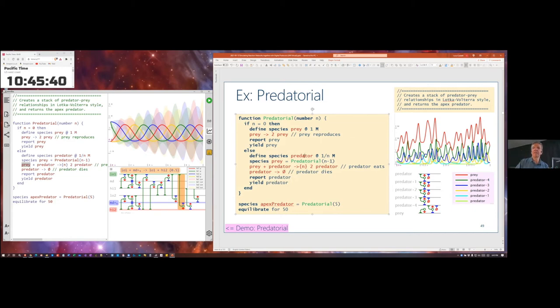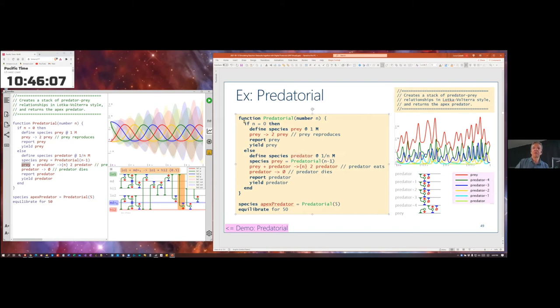Now notice that at each iteration, we define a new predator. They're all called predator, but they get distinguished by numbering in the actual execution. So they're all distinct predator species. But basically you can generate species dynamically on the fly, which means that the chemical systems you can produce from these scripts are unbounded. They have an unbounded number of species and an unbounded number of reactions, which is a very uncommon property for scripting languages.